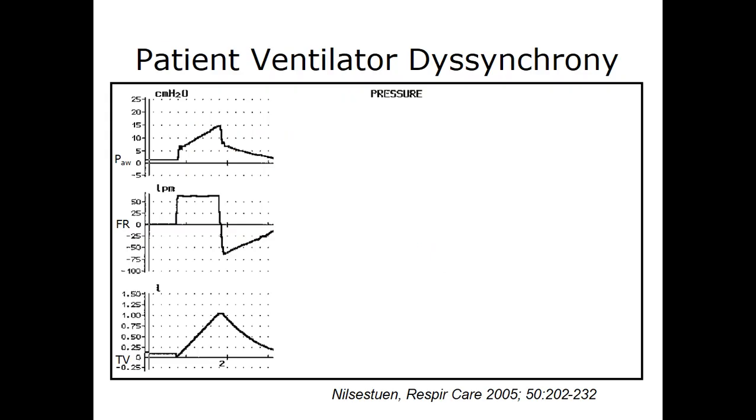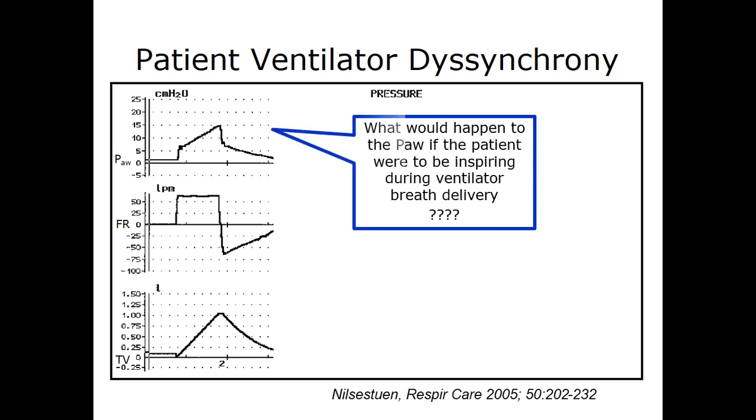All right, one question here. This is our tidal volume going in. This is our square wave. And this is the airway pressure going up as the breath goes in and then coming down. What would happen to the airway pressure if the patient were to be breathing in at the time that the machine is pushing the breath in?